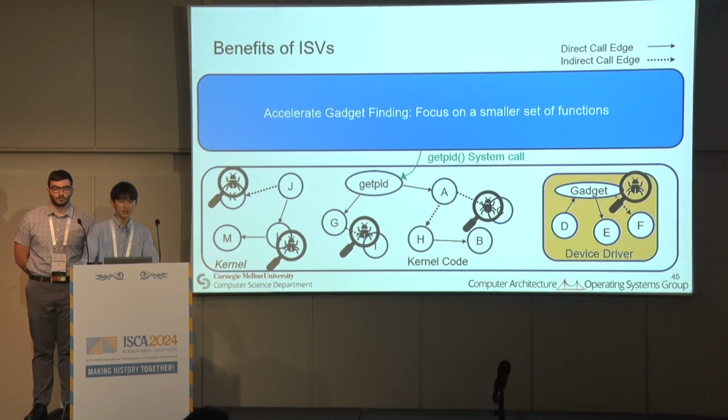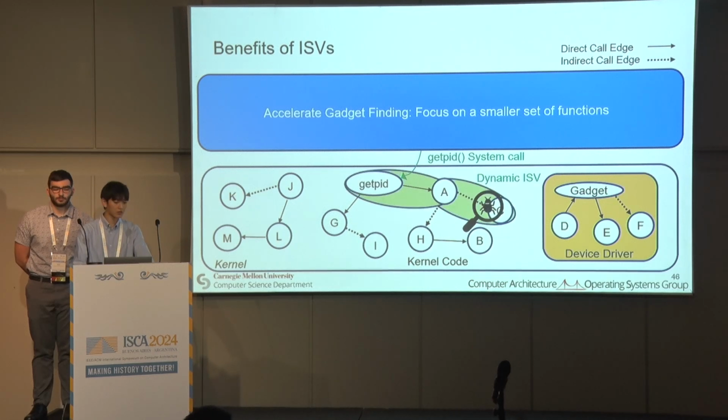Second, it accelerates gadget finding by focusing on a smaller set of functions. Without the ISVs, we have to look for Spectre gadgets in the entire kernel. Due to path explosion, this is often intractable or too slow for tools that are based on symbolic execution, fuzzing, or taint tracking. However, with a smaller set of functions, we only need to find gadgets within the ISV.